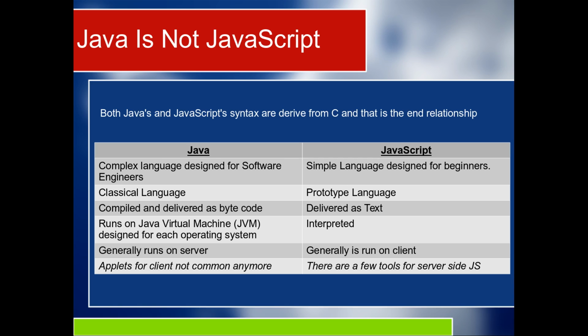Now, another difference is that when you write a Java program, you compile it, and it creates a file that contains what they call bytecode. With JavaScript, you don't have to do that. It's just text. You deliver it as text. You don't have to do anything else with it. That bytecode is going to run in something called the JVM, or Java Virtual Machine. It's going to be set up for each system, each operating system. JavaScript, on the other hand, is interpreted by whatever its parent is, whether it be a browser or something else.